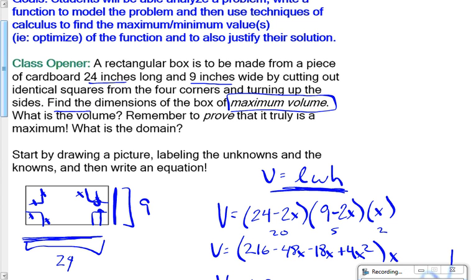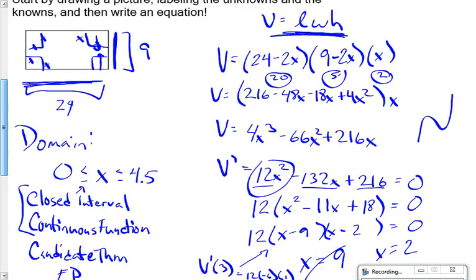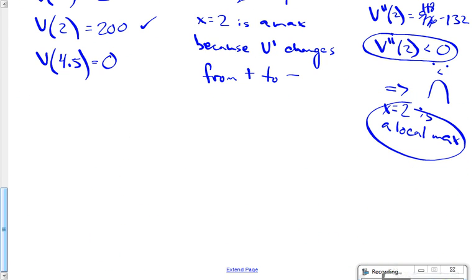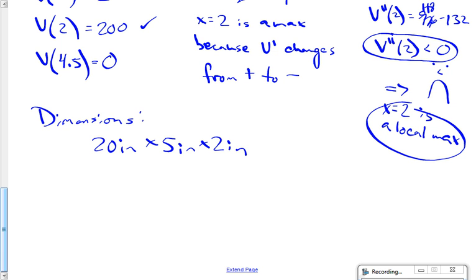Find the dimensions of the box, and what is the volume? Okay? We already kind of did the dimensions, didn't we? We did the dimensions. We were doing this up here when we were calculating the volume there. The dimensions are 20 by 5 by 2. So down here, we'll just go dimensions would be 20 inches by 5 inches by 2 inches. And the max volume is 200 cubic inches.